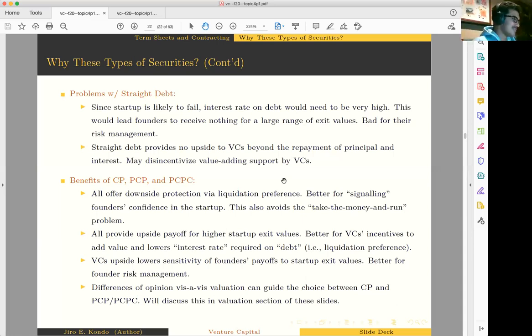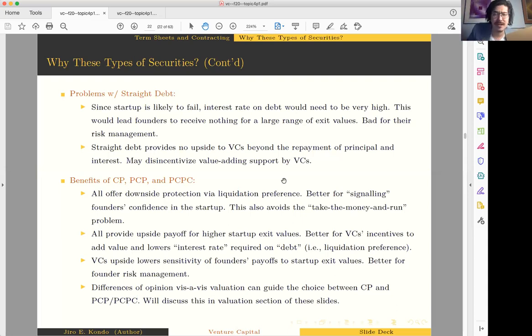All right. So I'm just going to say something really quick about the benefits of convertible preferred, participating preferred, and participating preferred with a cap. But I'm actually just going to simplify. I'm just going to discuss this within just a comparison of convertible preferred and participating preferred, because I want to ask this question.